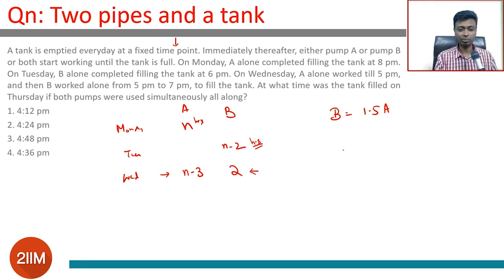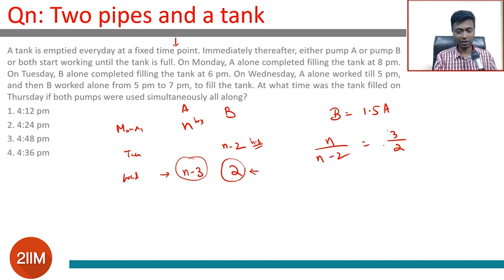Very simple idea, wonderful idea. B is 1.5 times as good as A. What A would have done in 3 hours, B ends up doing in 2 hours. Or n by n minus 2 is 3 by 2. The time taken for B should be less in the same ratio. 2n equals 3n minus 6, or n equals 6. A takes 6 hours, B takes 4 hours.